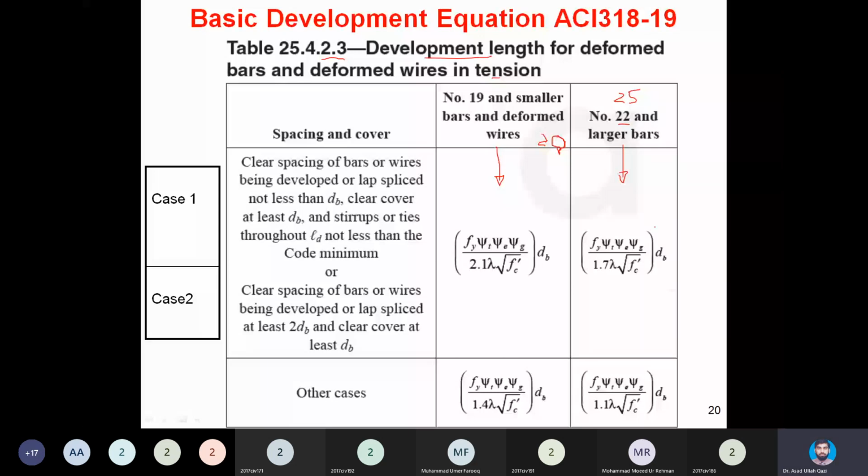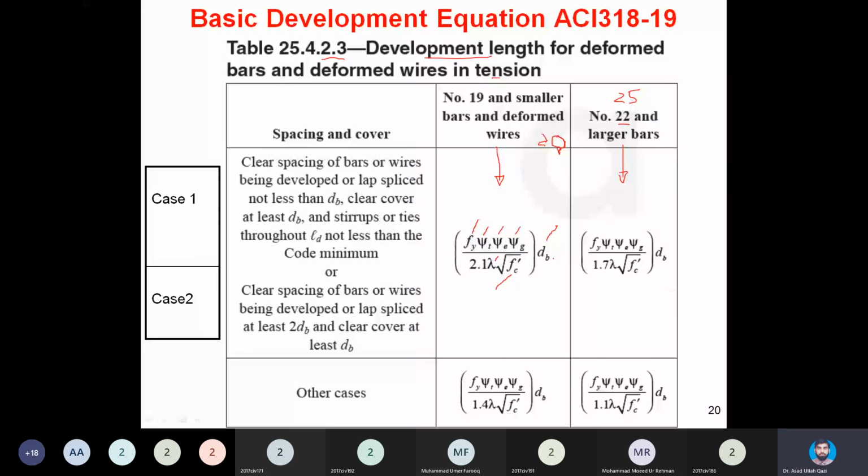Furthermore, if you examine the equations, you will find Ld is directly proportional to Fy, as we discussed in the previous slide, slide number 18. It is directly proportional to the diameter of the bar, and it is inversely proportional to √f'c. So more or less the general framework is the same, but in addition, there are other modification factors given in the equations.